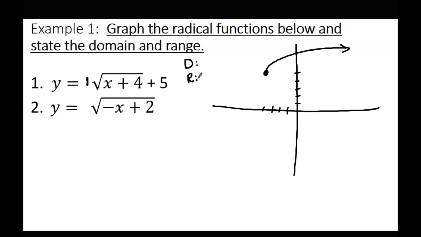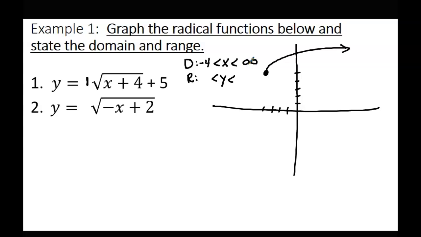I'm sorry. All right. Domain, in case you guys forgot, is all the possible values of x. Range is all the possible values of y. All right. So, what's the x value of the farthest point to the left? To the left is -4, right here. But to the right is infinity.